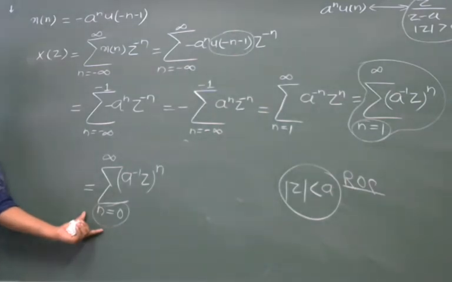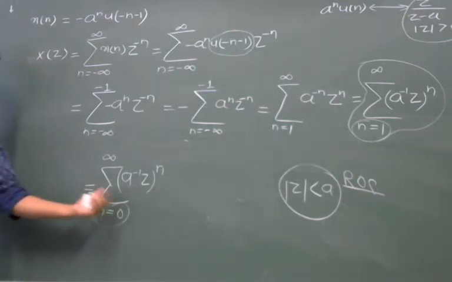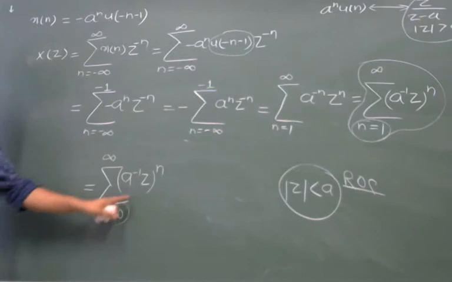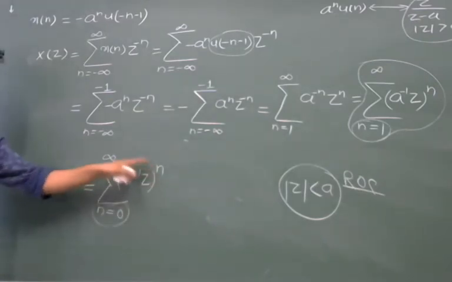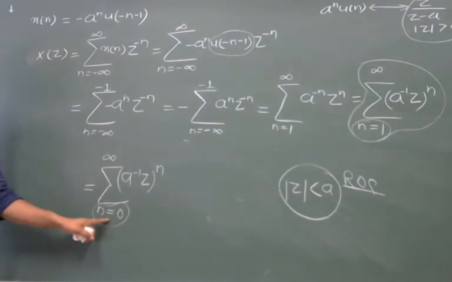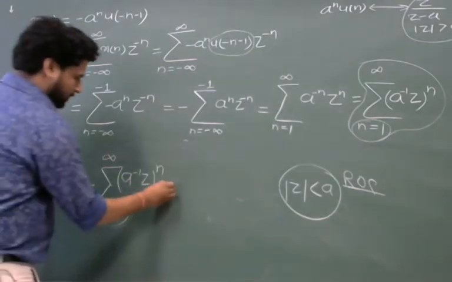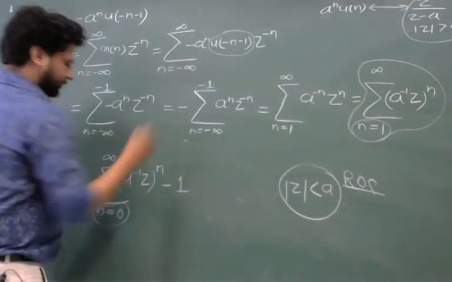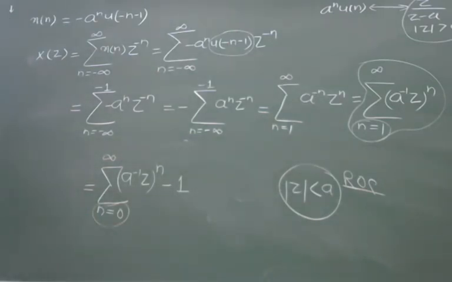So we have to subtract one term for n equal to 0, and for n equal to 0, the value of this summation will be equal to 1. It means that we are adding 1 in this, so we have to subtract 1 from this series. This will look like this.